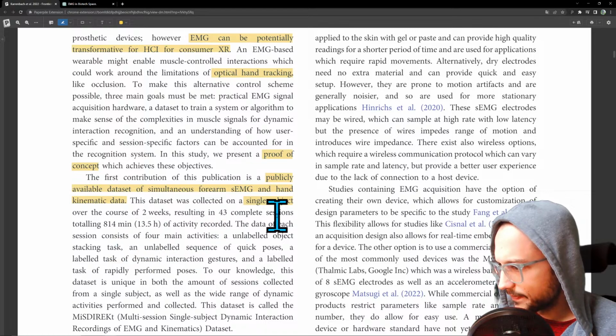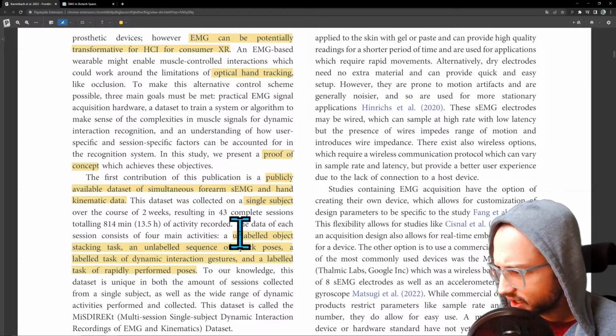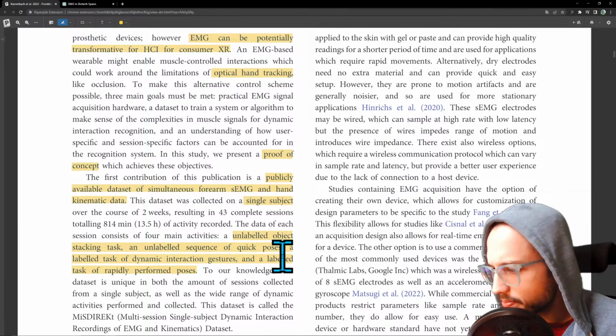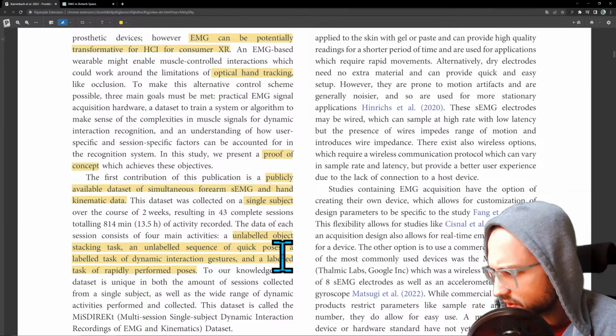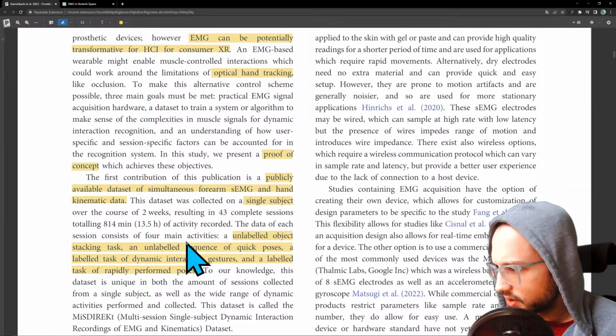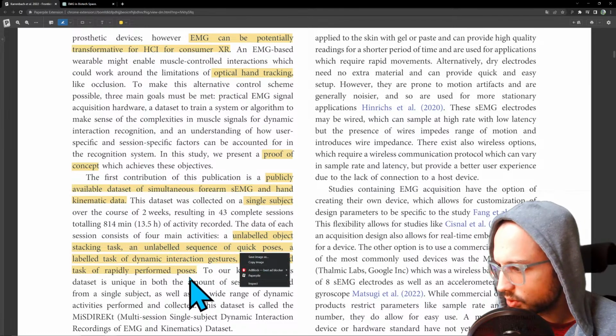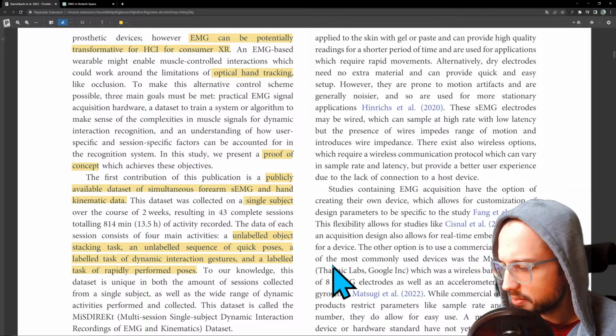Four main activities: unlabeled object stacking, unlabeled sequence of quick poses, and a labeled task of dynamic interaction gestures, and labeled task of rapidly performed poses. I think unlabeled versus labeled here means that some parts of the data set are going to be labeled, like there's going to be a specific class label or a specific sequence of movements or gestures. But then you're also going to have just unlabeled data of this person just kind of maybe stacking blocks.